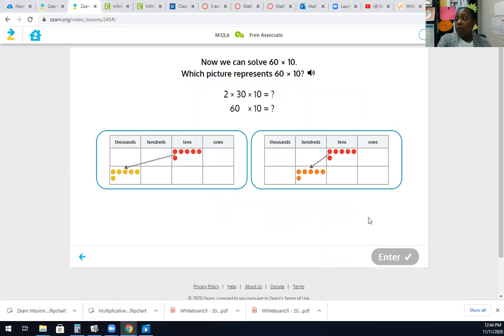Okay, now we can solve 60 times 10. Which picture represents 60 times 10? Remember, when we multiply by 10, just by 10, we're only moving one place value on our place value chart, just one. So we move from the tens and it goes where? The hundreds, right? So it would be this one.